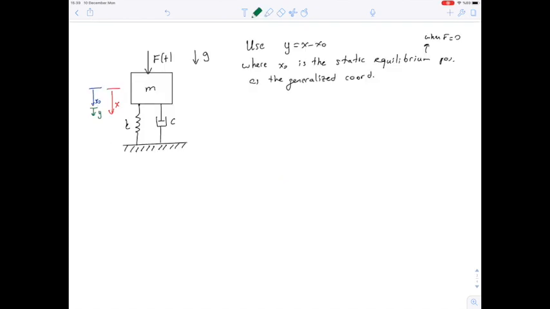Okay, let's look at a different example. In this case, we have a mass under gravity. An applied force is acting on it. There is a spring, there is a dashpot. And the question tells us to use the displacement around the equilibrium position, which is x0. The equilibrium position is taken when the force is zero, and we use this as the generalized coordinate. So if x is the total displacement, once you put the mass on the spring and the dashpot and start shaking it, we are going to separate it into two. One of them is x0, the static equilibrium position, with just mass, spring and the dashpot.